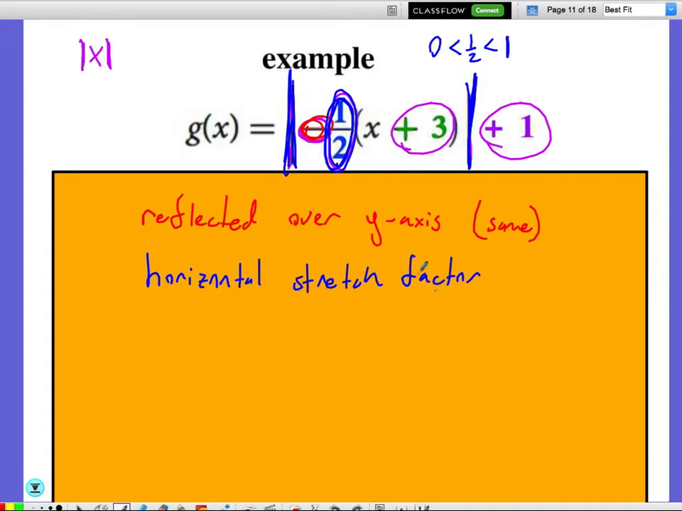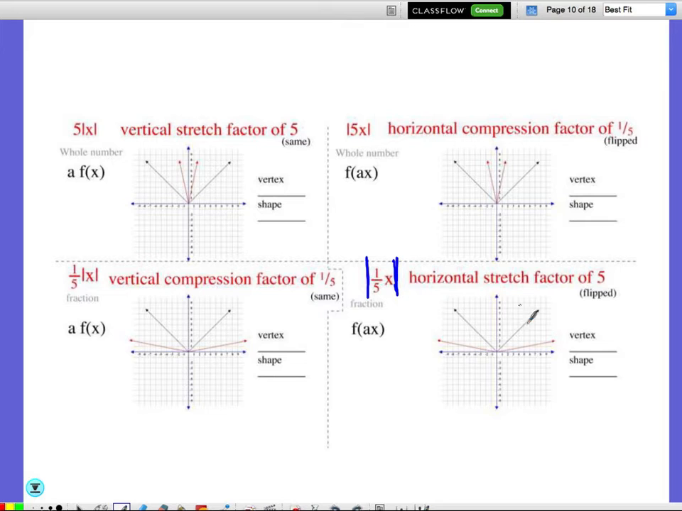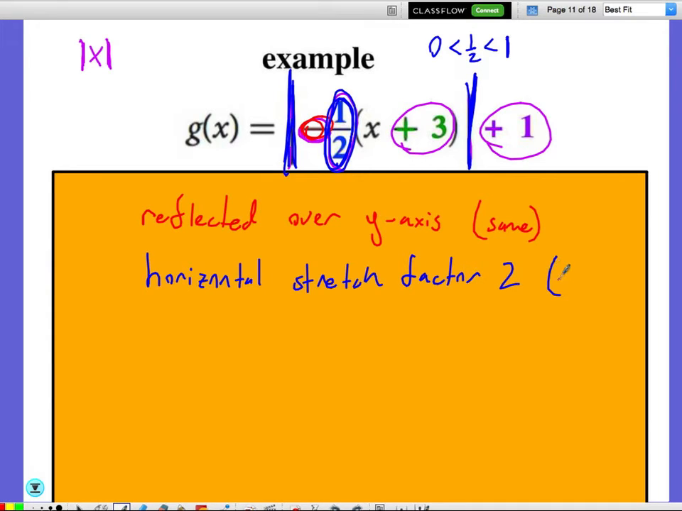So here we have a horizontal stretch factor. Since we have 1/2, we're going to flip that 1/2 and it becomes 2/1, which is basically 2. Again, let's take a look at here. Does the vertex change? Nope, here it stays the same. So let's go ahead and write same.